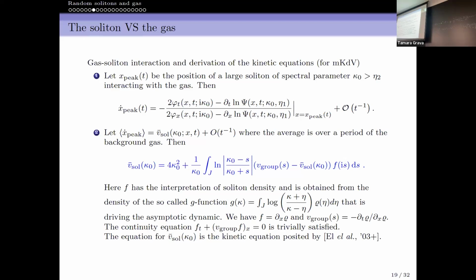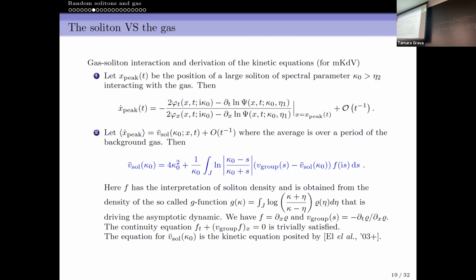So here there is a lot of oscillation going on. Even if they are not proper oscillations, because they are modulated oscillations, we can still identify a period. And if you average this oscillation along a peak, you get what we call the soliton average velocity, which is determined up to some error of order O(t^-1). And the result is that this average soliton velocity satisfies the Zakharov-El kinetic equation. So it's the average soliton velocity.